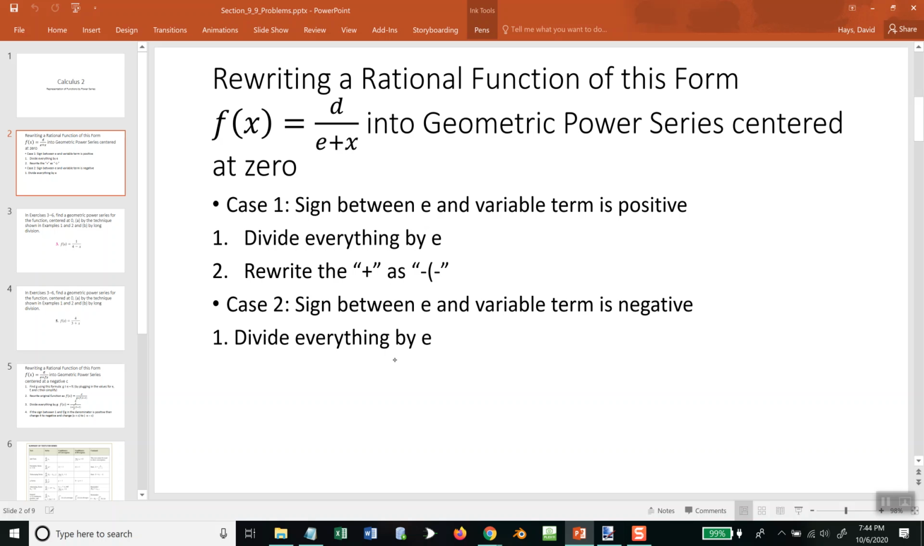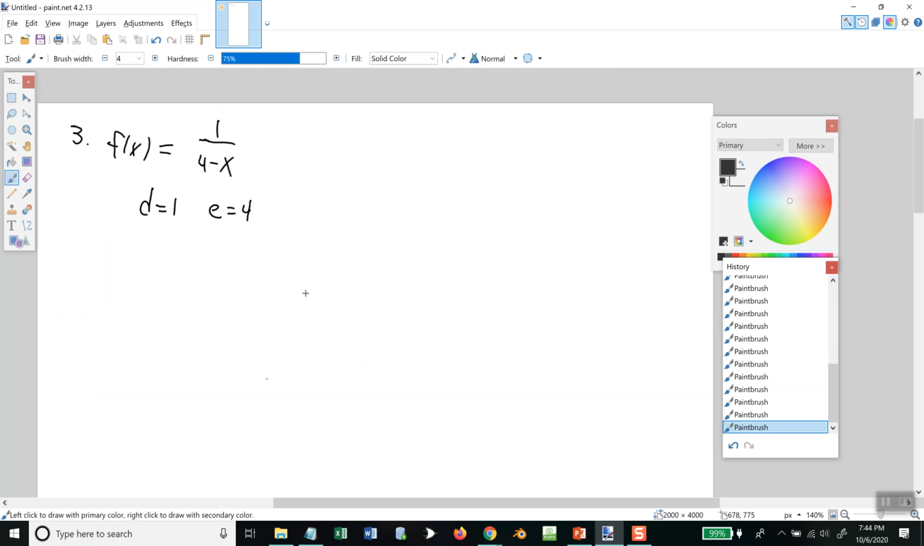All we do is simply divide everything by e. So I'm going to divide everything by 4. So I get 1 over 4, 4 over 4 minus x over 4. So it gives us 1/4 times 1 minus x over 4.